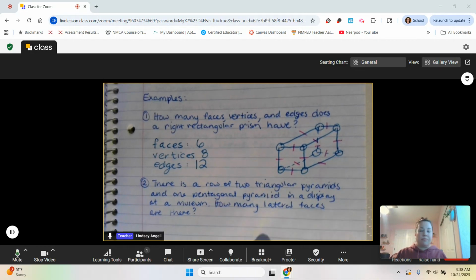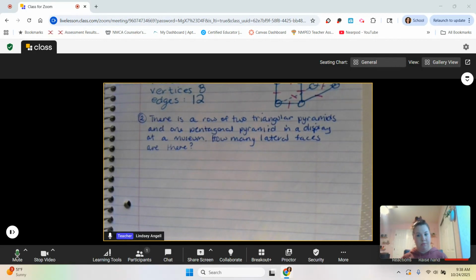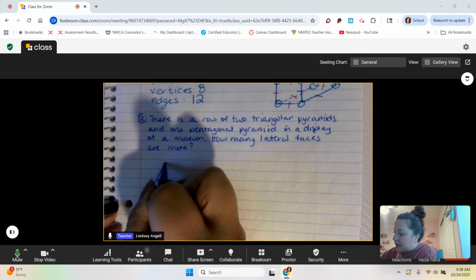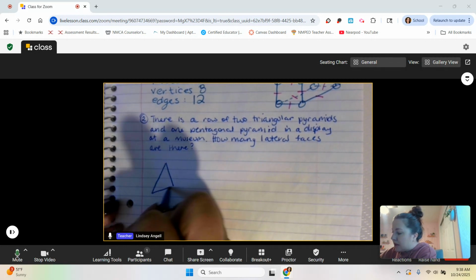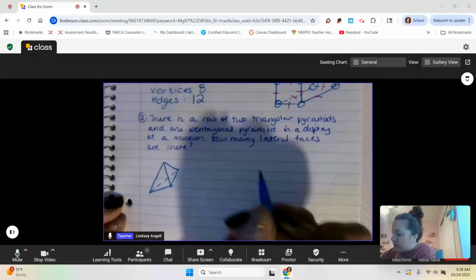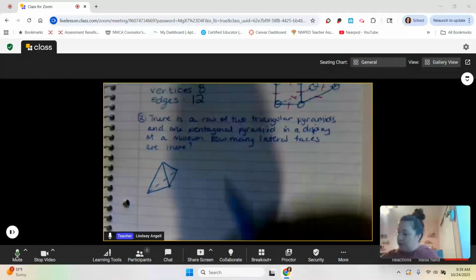The next problem, number 2, there is a row of 2 triangular pyramids and 1 pentagonal pyramid in a display at a museum. How many lateral faces are there? Okay, so I'm gonna attempt, let's see, maybe if I draw it like this. Okay, that's not terrible. That would be a triangular pyramid.